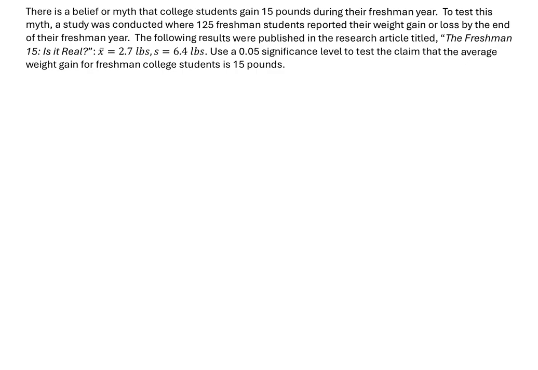After you read the problem very carefully, my advice to you is to highlight the original claim that you're trying to test. So here we're trying to test the claim that the average weight gain for all college students is 15 pounds. Then once you know what that claim is, go ahead and write down the parameter that we are testing. So the parameter is a mean value, where mu represents the mean weight gain of all freshman students. So we're talking about the population here.